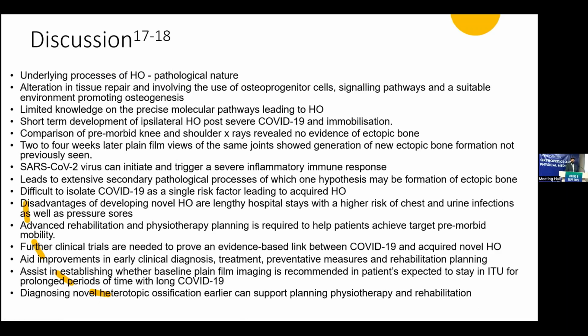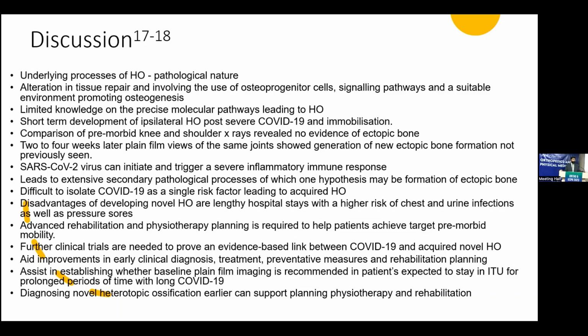So how does this happen? We think it's probably because of COVID-19, which can cause an alteration to tissue repair involving the use of osteoprogenitor cells, signaling pathways, and a suitable environment promoting osteogenesis. There's limited knowledge currently in the literature on the precise molecular pathways leading to HO. A short-term development of ipsilateral HO post-COVID-19 may be secondary to immobilization. As we have discussed, comparison of pre-morbid and post-morbid images has evidence of new formation.